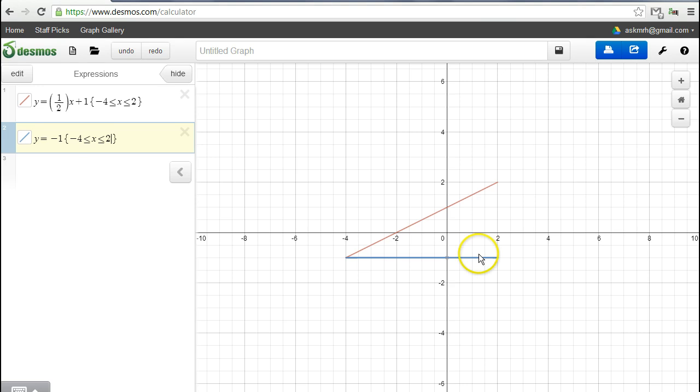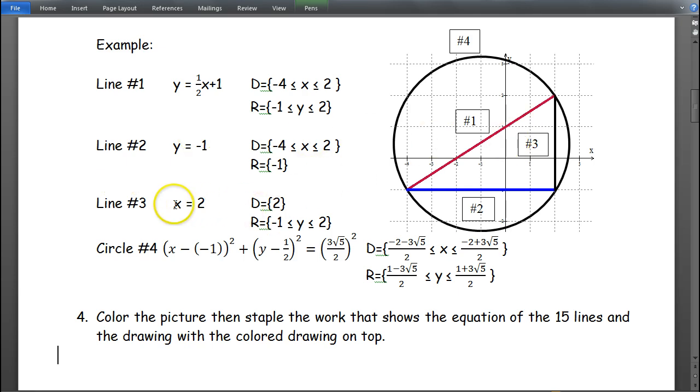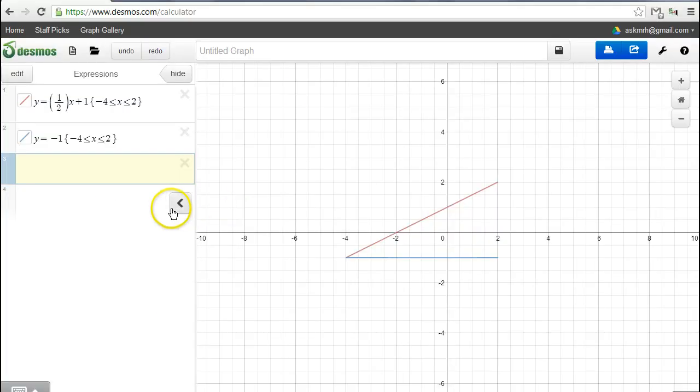Okay, let's draw the vertical line there. What's the equation of the vertical line? It was x equals 2, right? So if I just put x equals 2, it'll give me that vertical line. But again, it goes on forever. This time I can't really restrict my domain, because my domain is x equals 2. That's the only x value that I'm using for every point on this line.